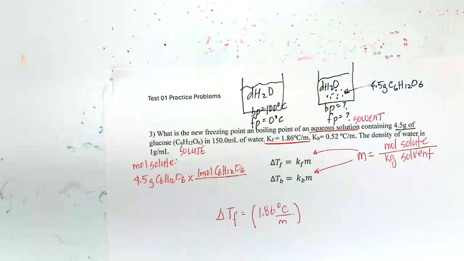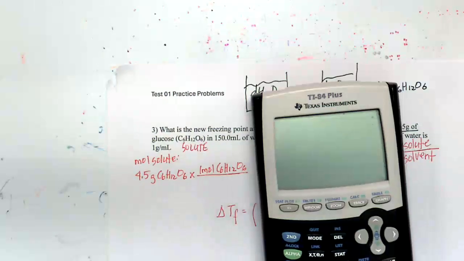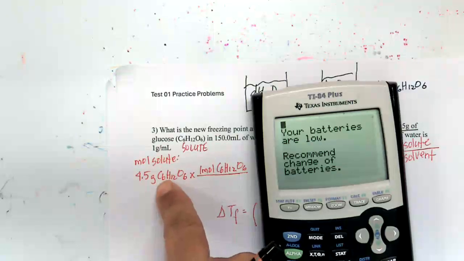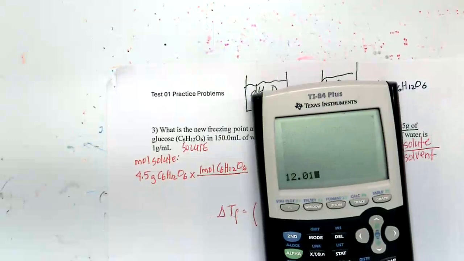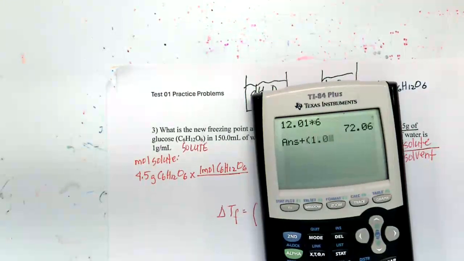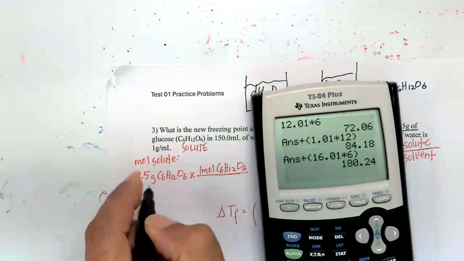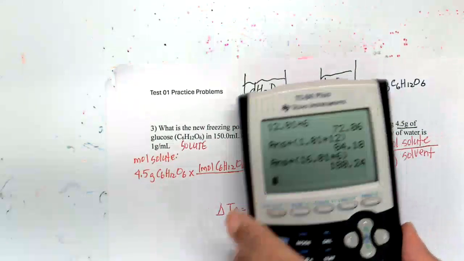Okay, 1 mole of glucose is how many grams of glucose? Carbon is 12.01, and we have 6 of those. Plus hydrogen is 1.01, and we have 12 of those. Plus oxygen is 16.01, and we have 6 of those. So that's about 180.24 grams.